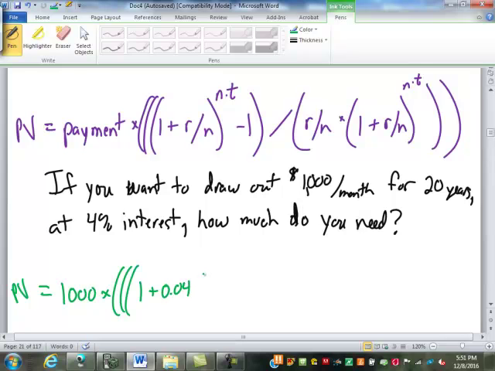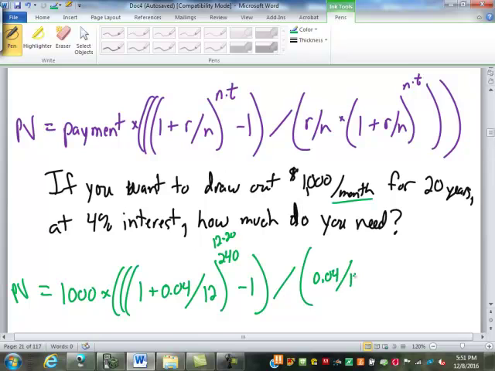Yep, 0.04. Yep, because it is $1,000 per month. Parentheses. Power of 12 times 20 says 240. Minus 1. Parentheses. Divide by. Parentheses, then what? 0.04 divided by 12. Times another parentheses. 1 plus 0.04 divided by 12. Close parentheses. Power 240 again. And close and close.